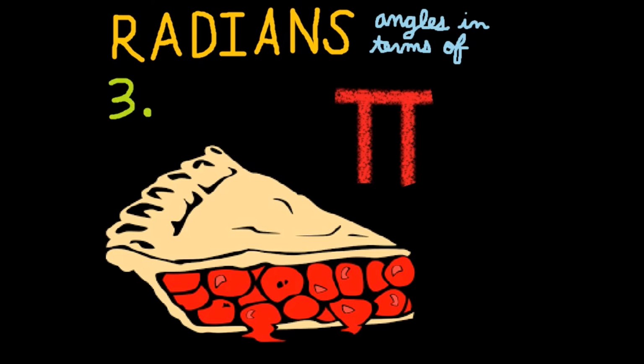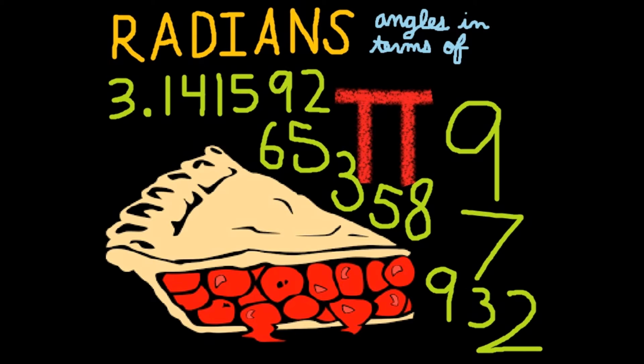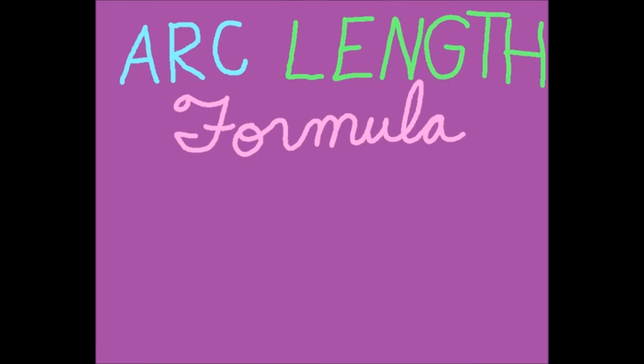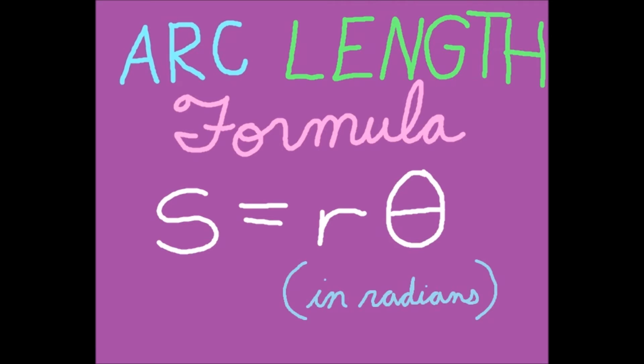You might be asking yourself what a radian is. Radians are important because they allow you to view angles in terms of pi, so you can do much more with the angle measure than if you had it in degrees. The arc length formula requires the angle to be in radians.